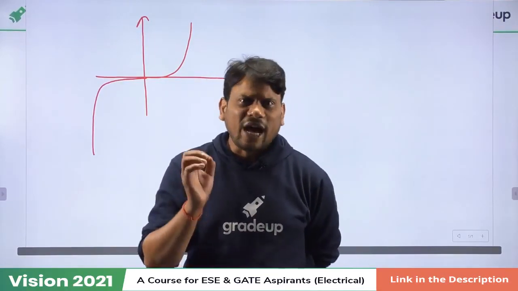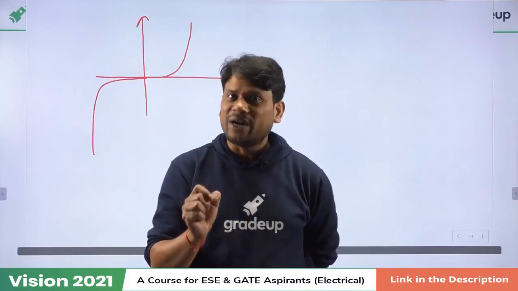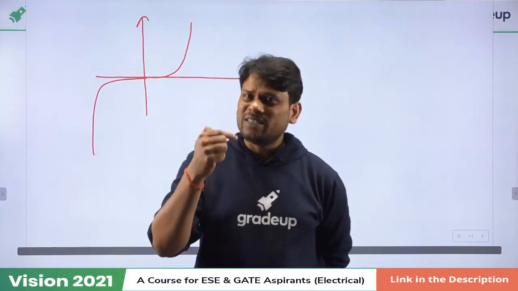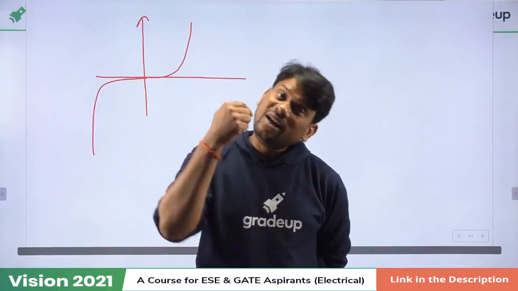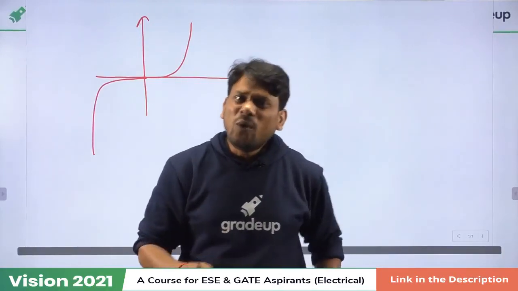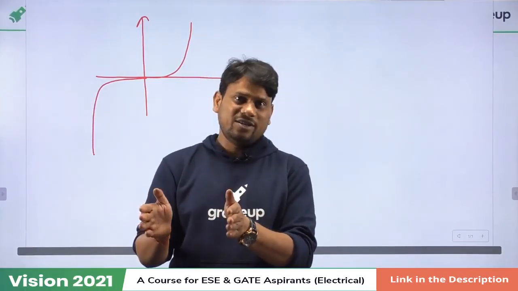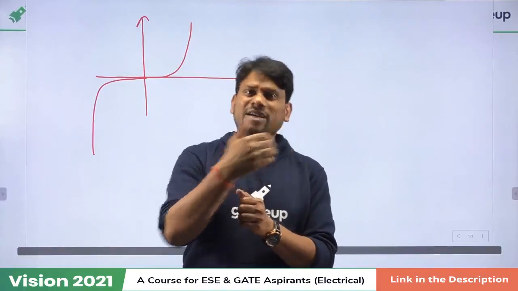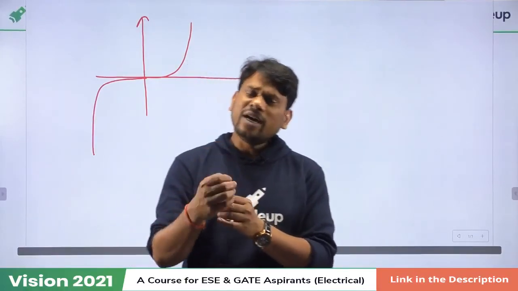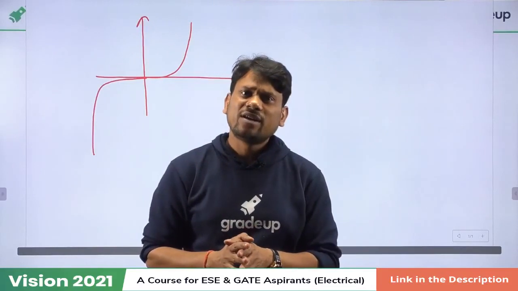Everyone knows it. A diode is a non-linear device. But sometimes we consider the diode a linear device. What is the main reason behind the linear characteristics of a diode?